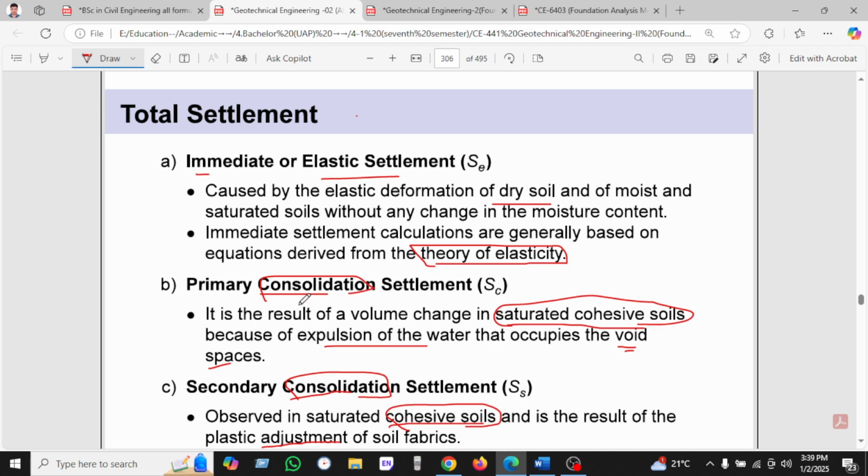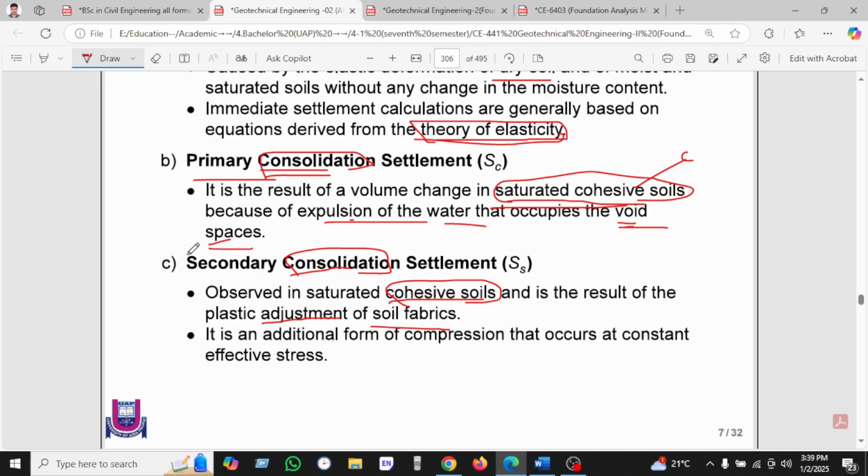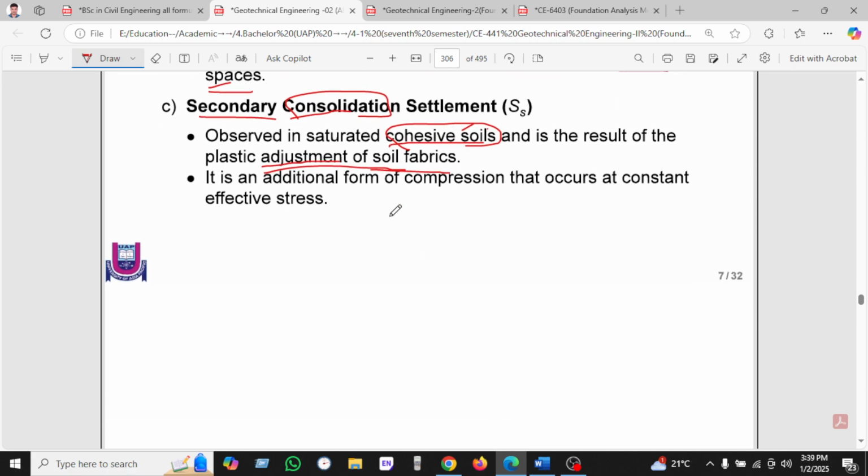Okay, so let's see the immediate or elastic settlement. We can see some definitions. Elastic settlement is based on the theory of elasticity. On the other hand, primary consolidation occurs in saturated cohesive soil, which is clay, with expulsion of water occupying the void space. This is the void phase of the primary consolidation. And secondary consolidation occurs in saturated cohesive soil, that means clay, as a result of the plastic adjustment of the soil fabric. This is the adjustment of the soil fabric.